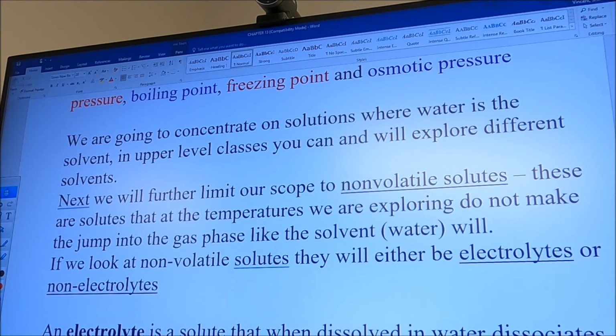So ethyl alcohol is not going to be part of our discussion here when we look at colligative properties. Because ethyl alcohol, as you heat it with water, actually comes out of solution and goes into the gas phase and leaves the water behind, if you control the temperature just right. That's how you distill alcohol. Okay? So really, we're going to be concentrating mainly on solid solutes that end up being dissolved in water. So we're limiting our scope. Okay?